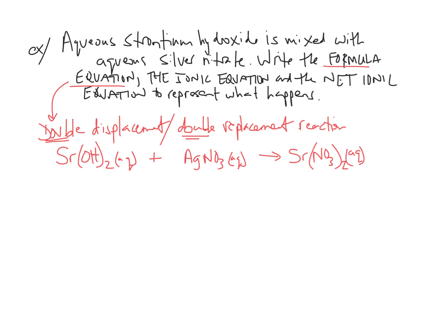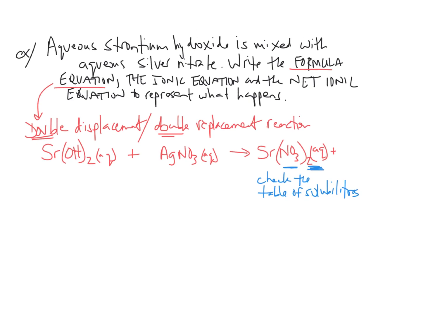And if you weren't sure, of course, I don't expect you to know this off the top of your head, but how do you know strontium nitrate's aqueous and it's not going to precipitate? That's a really important thing to check. So you have to check the table of solubilities. What you'll see in the data book is that basically any nitrate compound is soluble. So this is going to be aqueous.